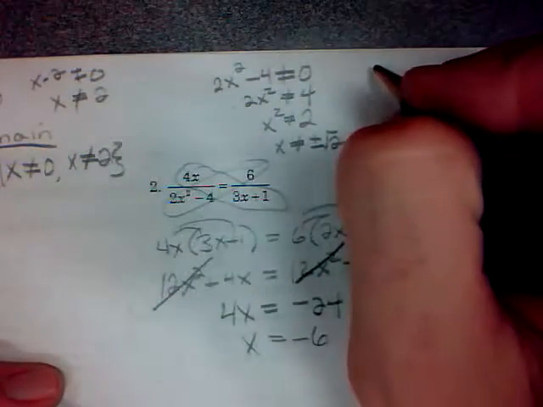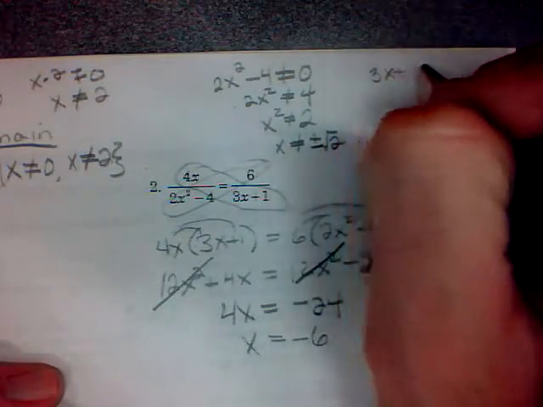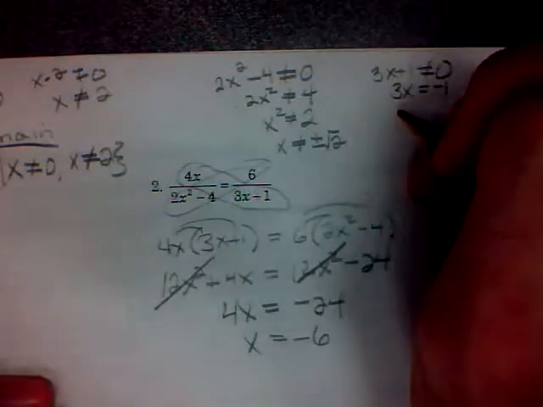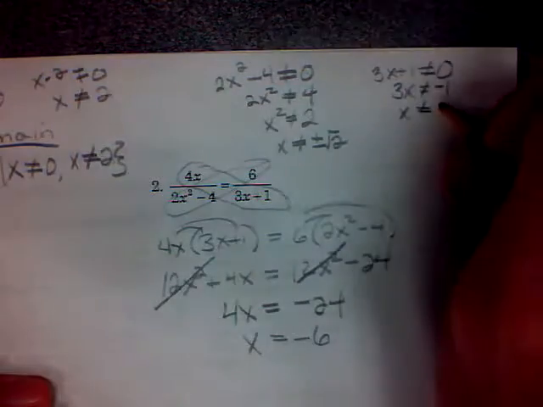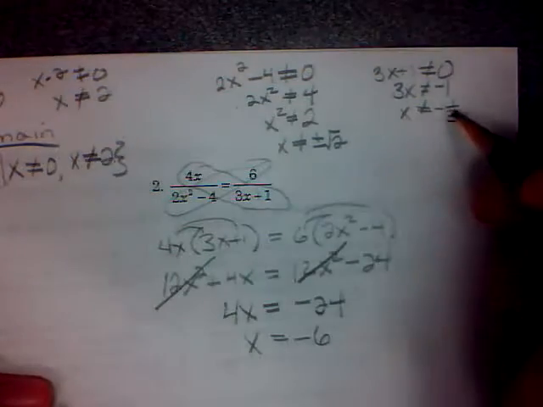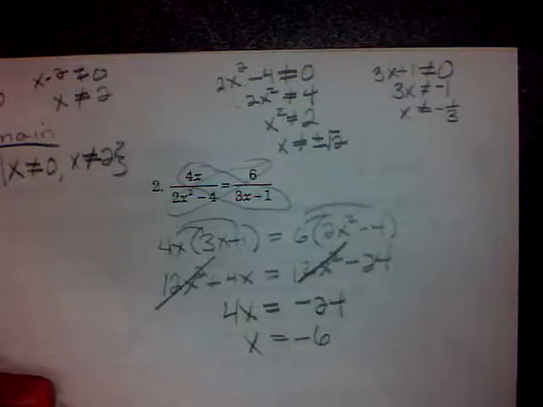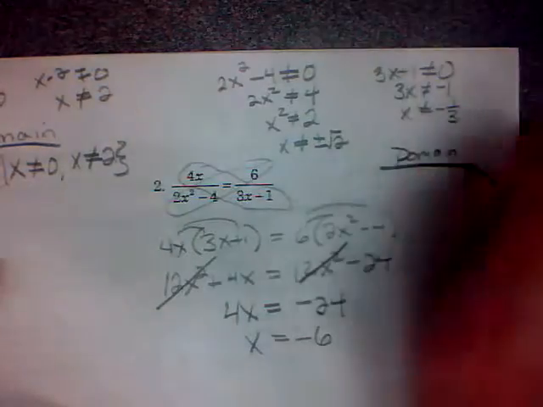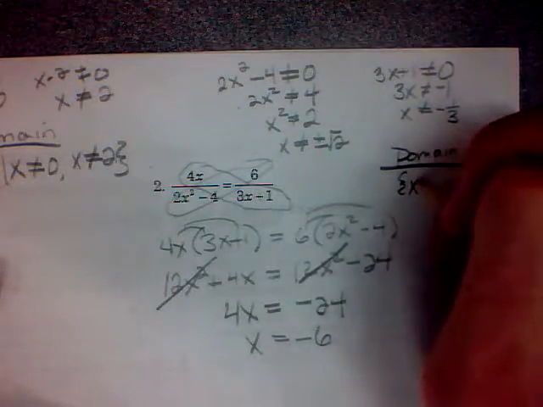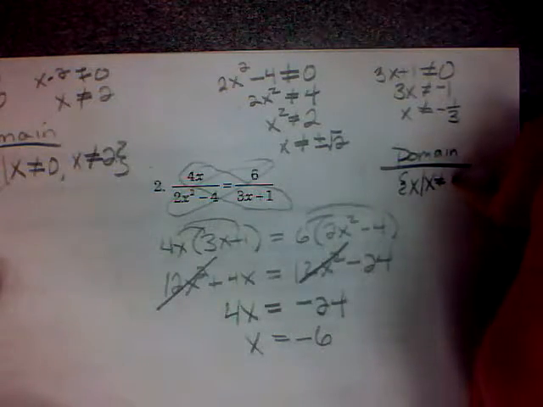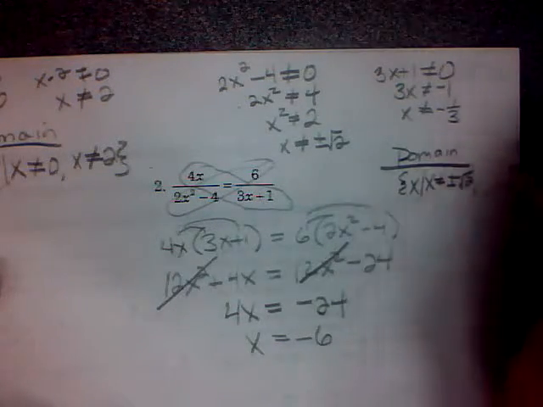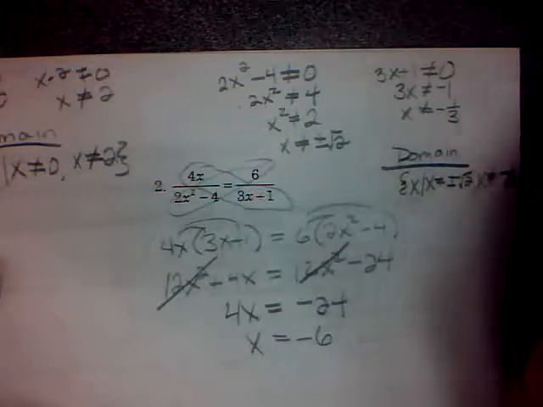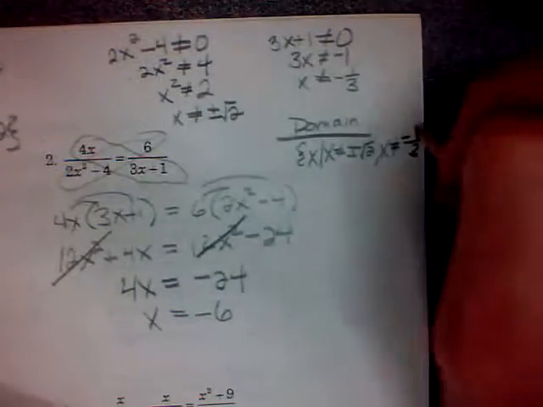And now let's do the other factor. 3x plus 1 cannot equal 0, which means 3x cannot equal negative 1, or x cannot equal negative 1/3. So x can't equal negative 1/3, and it can't equal positive or negative square root of 2. So here's your domain. Your domain on this one is x, such that x cannot equal plus or minus square root of 2, and x cannot equal negative 1/3.